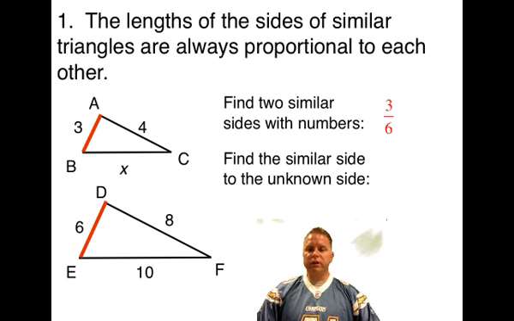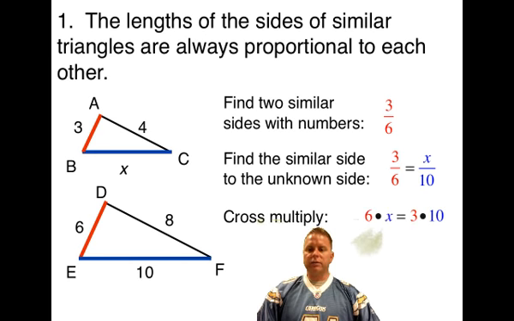Then we need to find the similar sides to the unknown side. So we've got side BC, that's X. What side on the other triangle is similar to side BC? Hopefully you went with EF. So we'll set that up as X over 10. We then set it equal to each other, and we cross multiply, meaning we multiply the bottom left by the top right and the top left by the bottom right, which gives us 6x equal to 30.